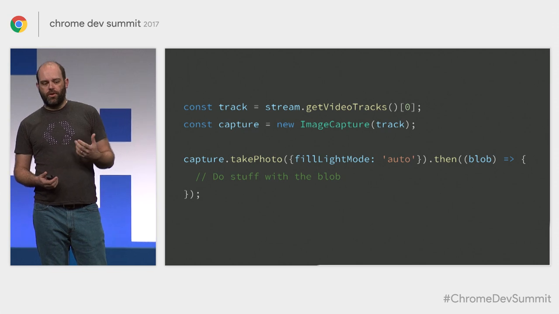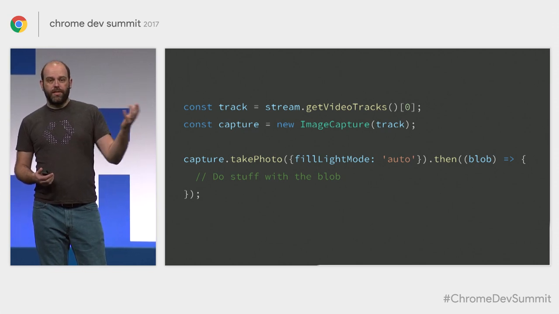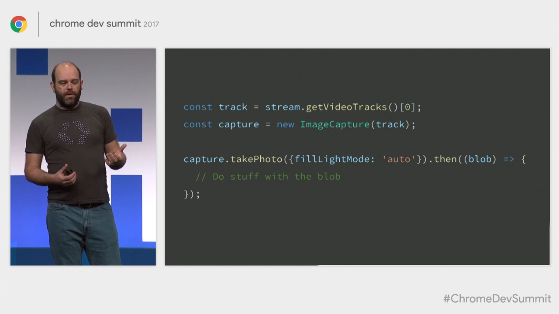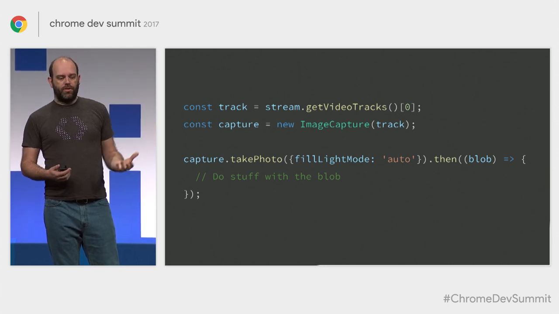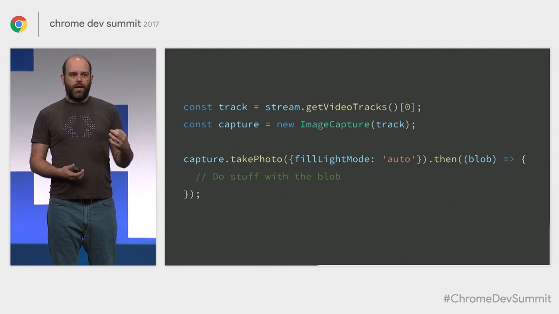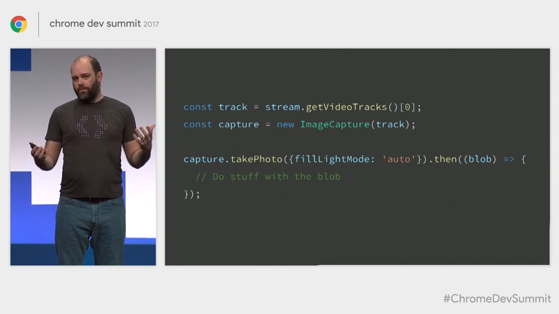You also get some extra options. You can see here that in this example, I'm passing through a fill light mode setting. This is setting what the flash should do. Here I'm saying that the flash should be set to auto. You can also set the automatic red eye reduction through this method.